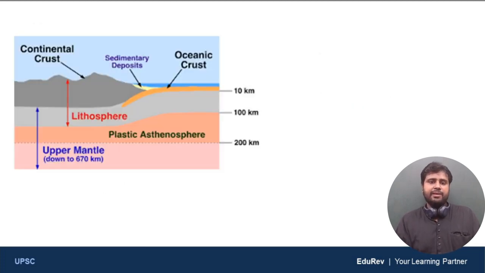Now, just look at this image for the sake of clarity. So the top 100 kilometers is lithosphere, beneath that you have plastic asthenosphere. So this is the oceanic crust, and this is the continental crust. So just ignore the word sedimentary deposit here. It is not relevant to our current discussion. So clear, right? Now proceeding further.